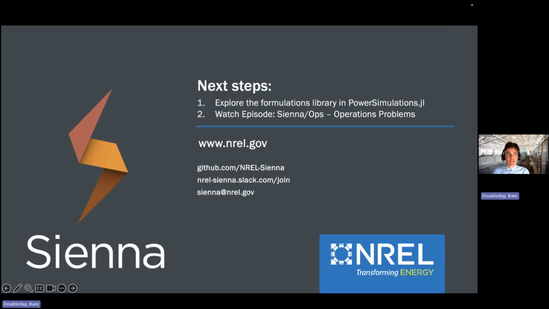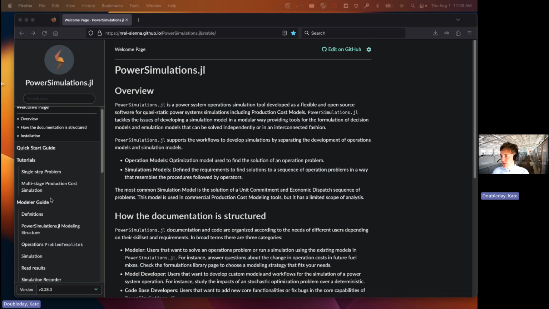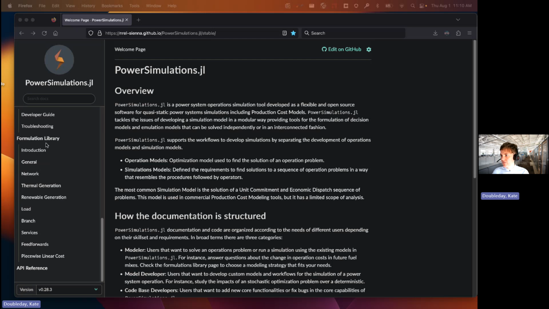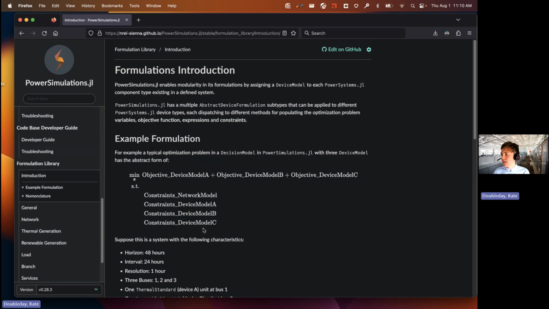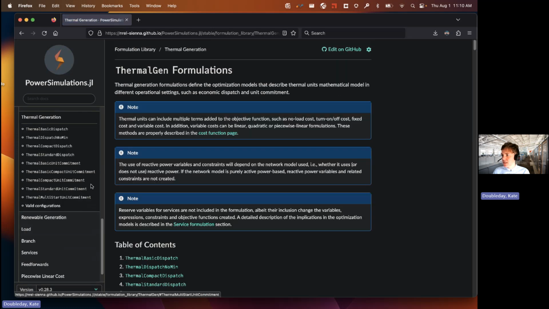So just to conclude this video, we'll take a look at the PowerSimulations documentation. This is linked in the video description. It includes some overview information and various guides. And at the bottom here, there is a formulation library. So this includes some introduction to seeing how behaviors are formulated as mathematical equations in PowerSimulations. And you can also look at different component types and see the available formulations that are included that you can use in combination with other component formulations to define a template.